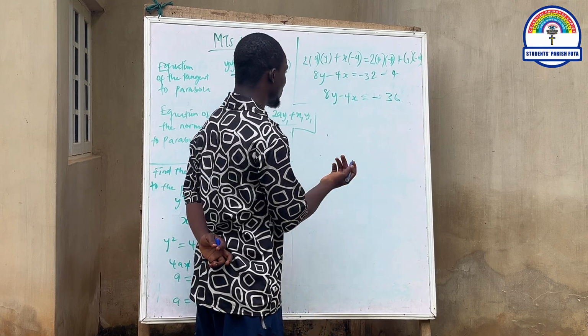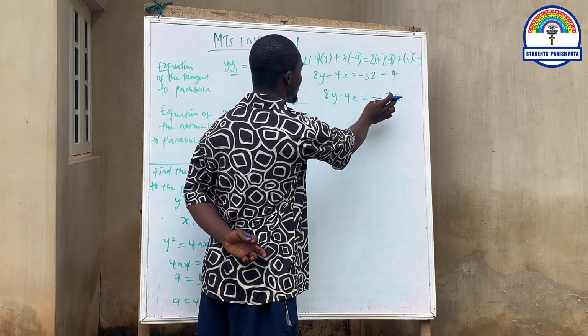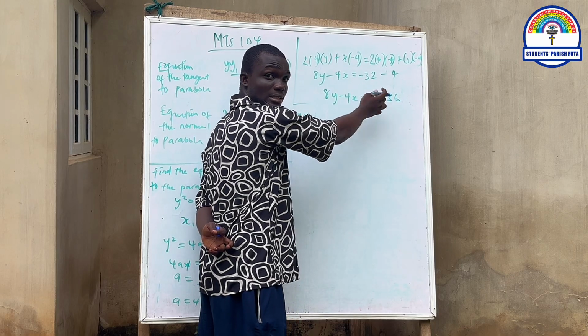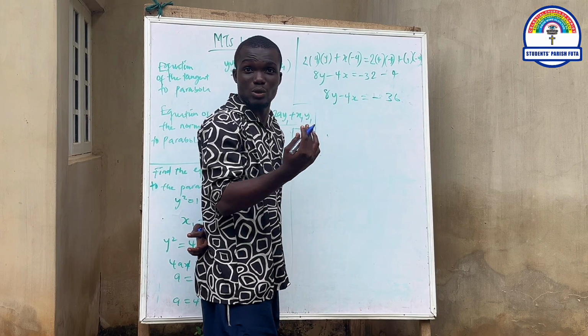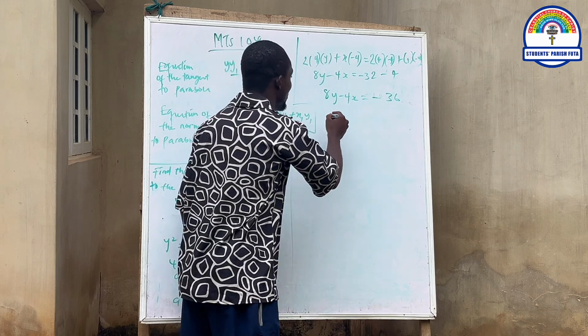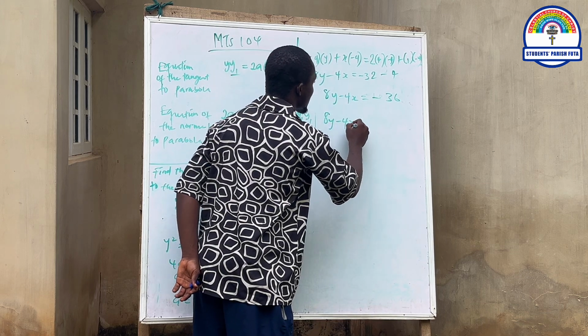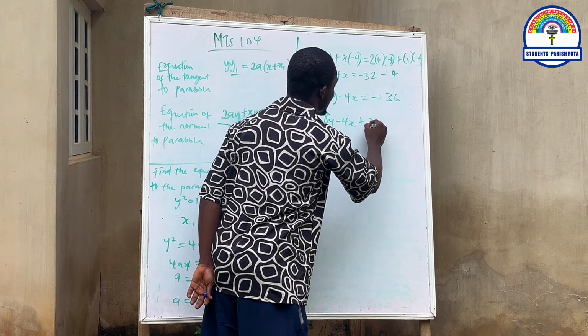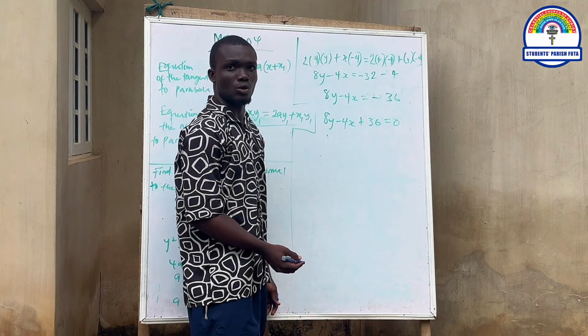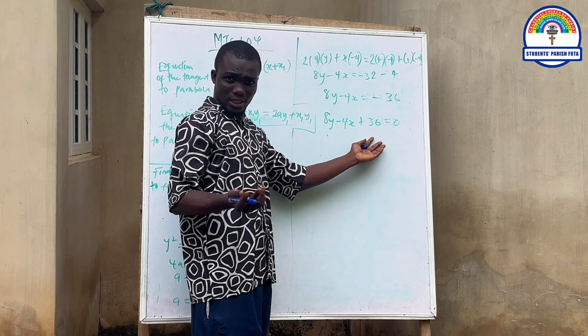Do you understand? So what are we going to do? We are going to bring that 36 to this aspect, which means we are bringing it to the left hand side. So we have 8y minus 4x plus 36 is equal to 0. If your answer is like this, you can leave it like this.